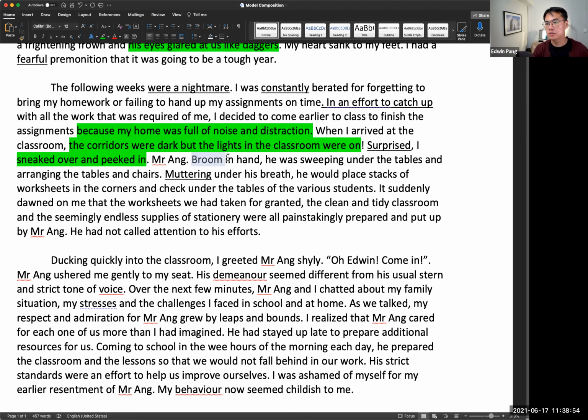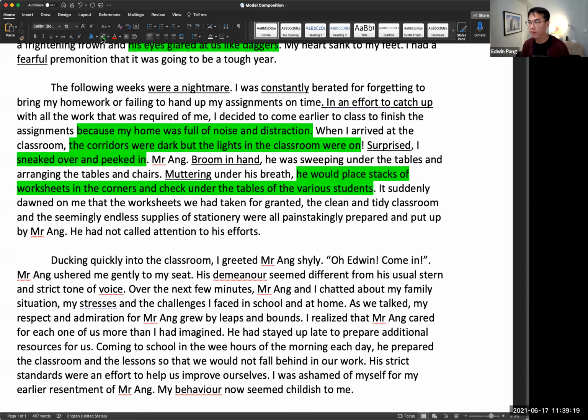Then I use broom in hand. I'm actually using variation in sentence structure. I'm starting with the object, not the subject. Okay, so he will place stacks of worksheets in the corners and check under the table. So this is show not tell, because I'm telling you that this person is very caring. So he's doing all this for his students, and I'm not telling you he's a caring teacher. I'm showing you what he does. He does this and then he does that.